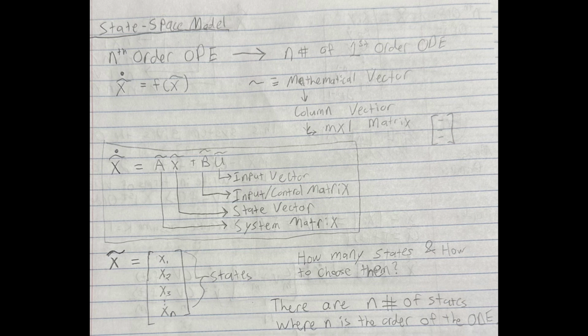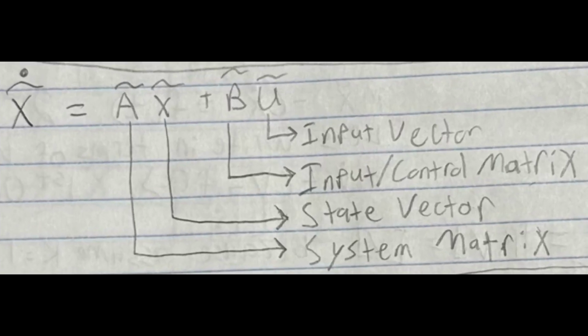We arrange these states into a column vector called the state vector. The column vector has dimensions of n by 1. The time derivative of the state vector will take this form. This is what we are interested in.